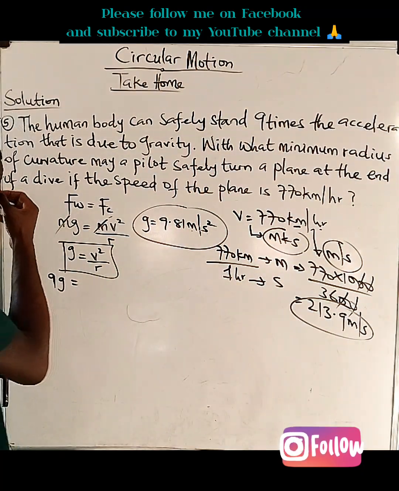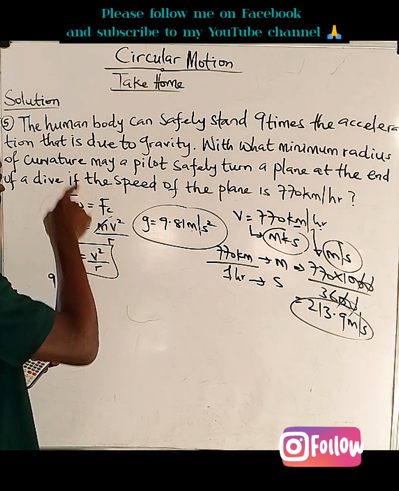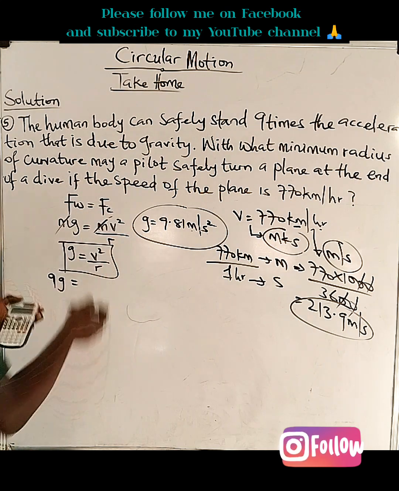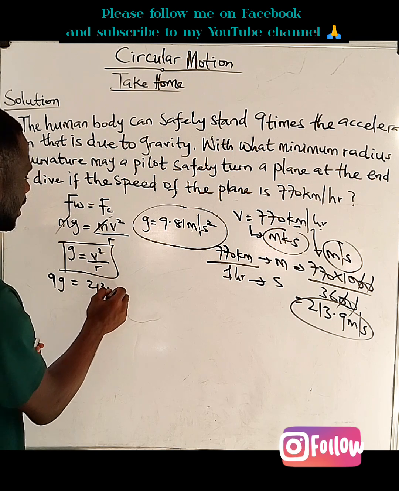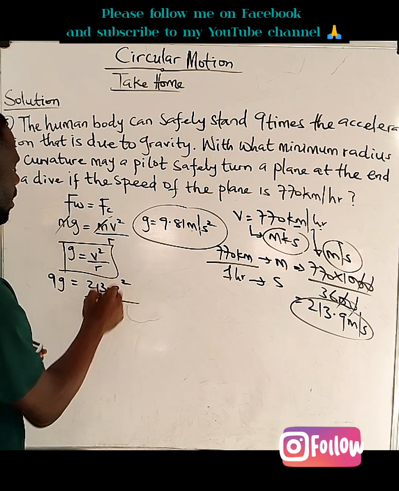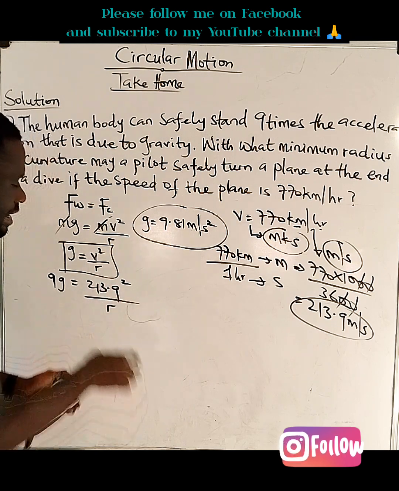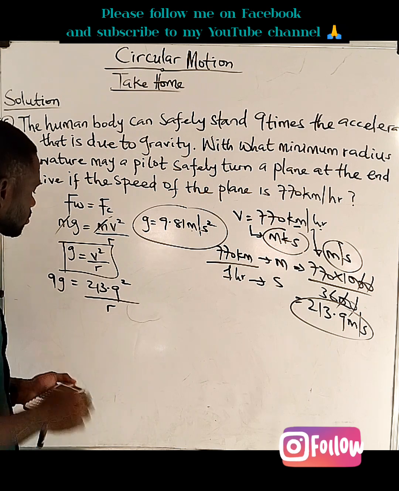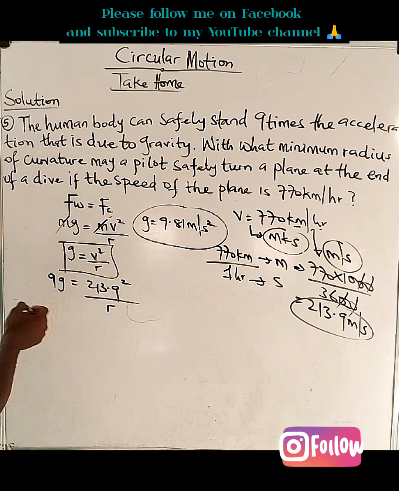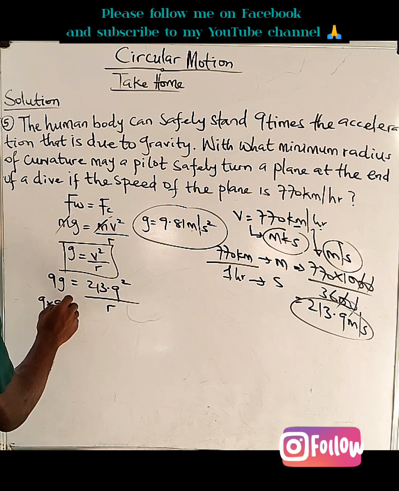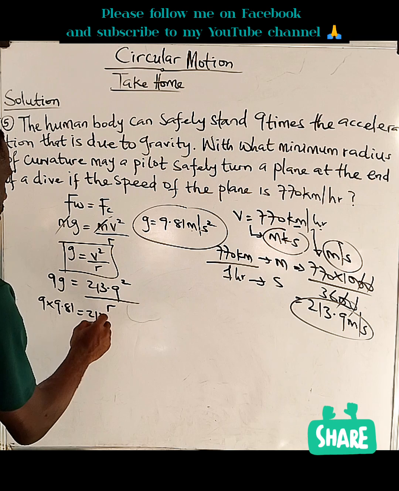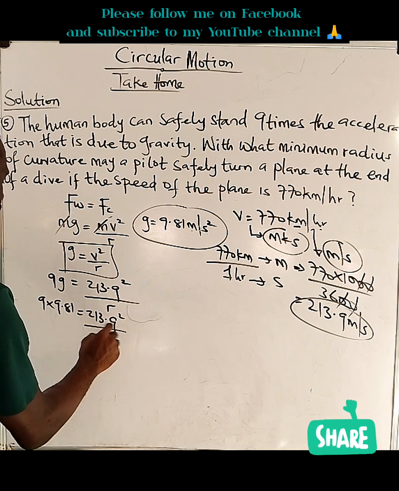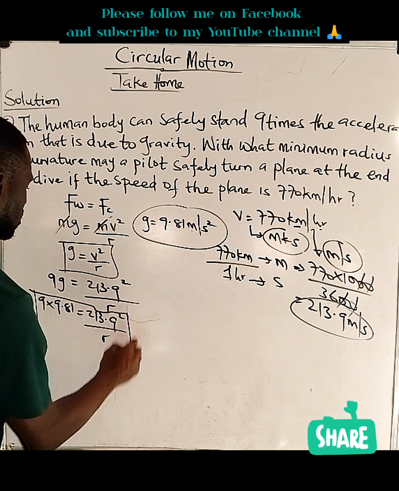So don't forget, the body can withstand 9 times the acceleration that is due to gravity. So that's 9g equals the new velocity, 213.9 raised to power 2, over the radius of curvature we are looking for. This is what we are looking for right here. So what is gravity? Gravity is 9.81 meter per second squared. So 9 times 9.81 equals 213.9 squared divided by radius. This is what we have.